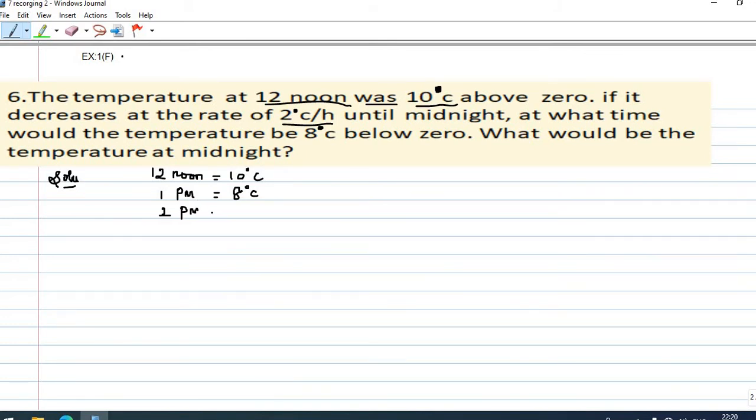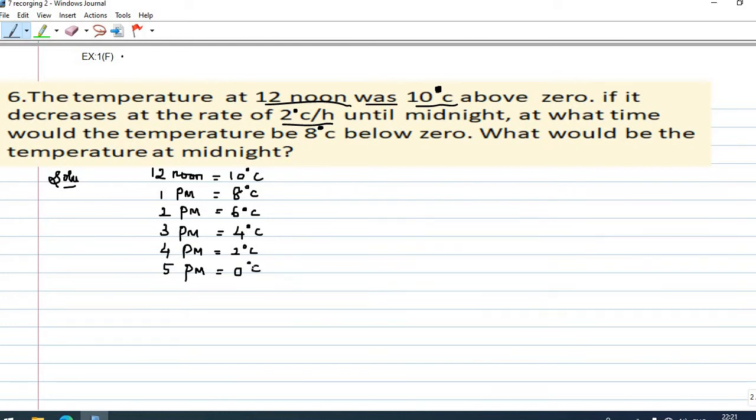1 PM, after 1 hour is 2 PM. So I am reducing 2 degrees Celsius. Got it? Next, after 2 PM is 3 PM. 6 minus 2 is 4 degrees Celsius. Each hour I am reducing 2 degrees Celsius. After 3 PM, 1 hour later is 4 PM, which is 2 degrees Celsius. And 5 PM, 2 minus 2 is what?